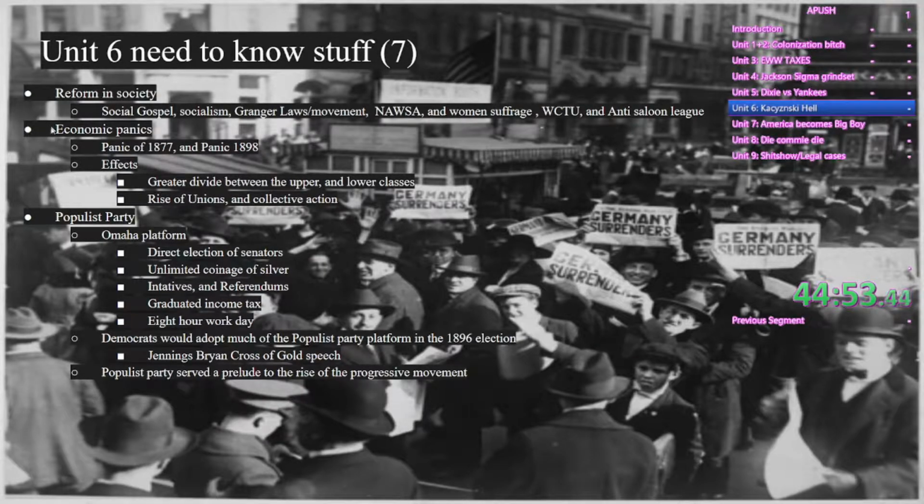And you also need to know the economic panics. They had the Panic of 1873 and the Panic of 1893, which basically created a greater divide between the upper and lower classes. Know the Populist Party platform, much of which was adopted by the Democratic Party in the 1896 election, especially by William Jennings Bryan, with many of the populist ideas being expressed in the Cross of Gold speech. The Populist Party served as a prelude to the rise of the progressive movement in many ways, and many of the populists' goals would be passed in the progressive movement.